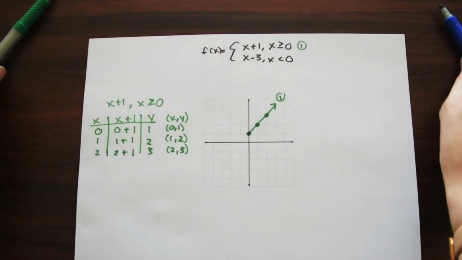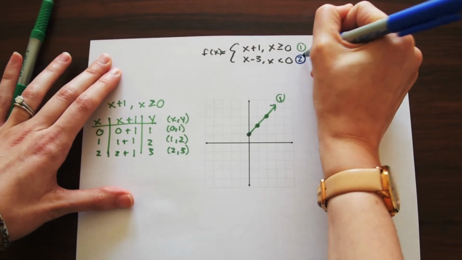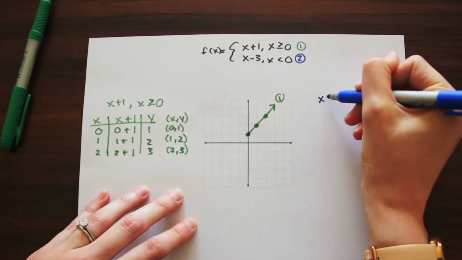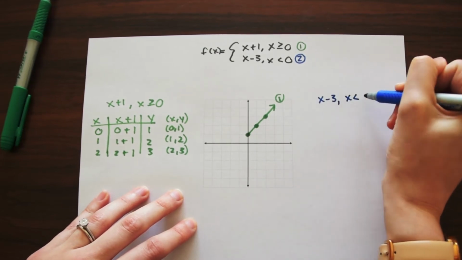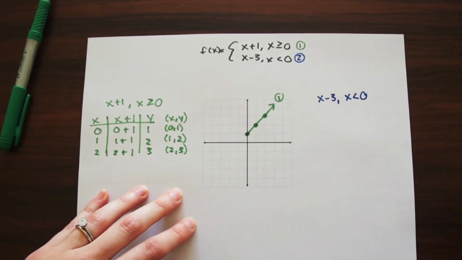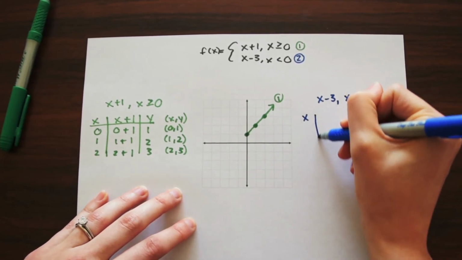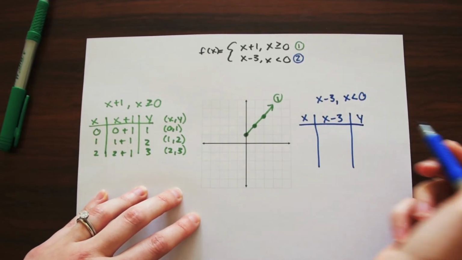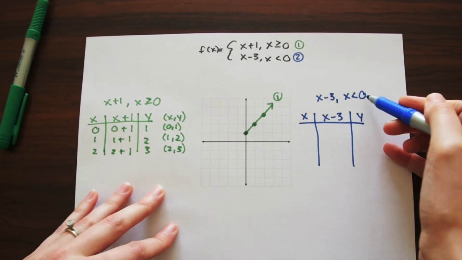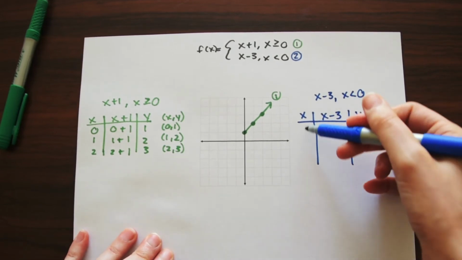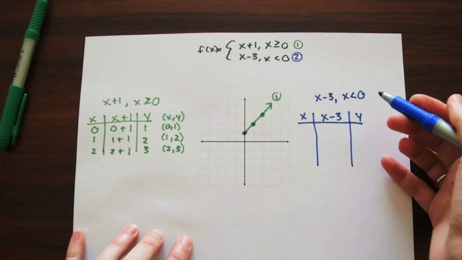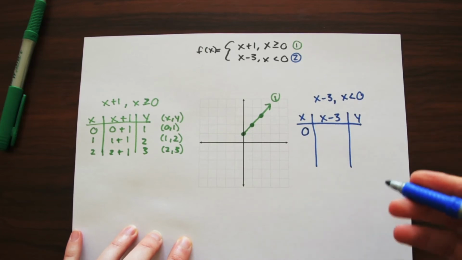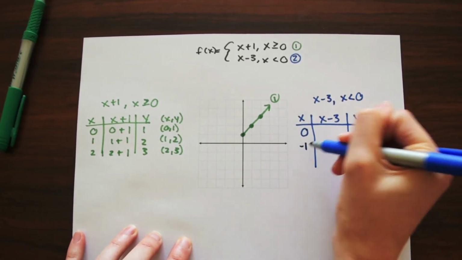So now we want to graph the second part of our piecewise function in a very similar way. So we're going to bring the information over here. So we have x minus 3, where x is less than 0. And we're going to draw a table again. So we have x, and then x minus 3, and then we're going to get y values. So again, we're going to refer to this domain, x is less than 0, to fill in our x values over here. So we could start at 0 again, but this time they're less than 0, so they're going to be negative. So we could go down. So we have 0, negative 1, negative 2.